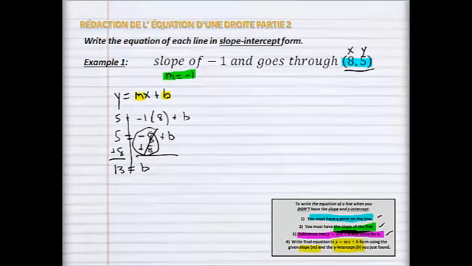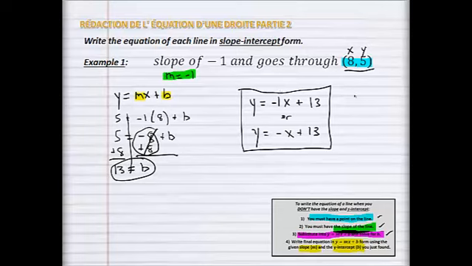Now I want to write the final equation in y equals mx plus b form using the slope and the y-intercept I found. So y equals mx, so the slope is -1 times x, plus the y-intercept I just found is 13. Now remember, you could also write this where -1 times x is just y equals -x plus 13. Either one of those would be okay. You'll probably see it in the second form if it's a multiple choice type question.